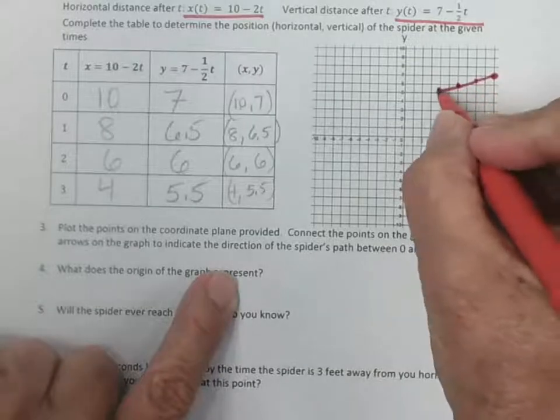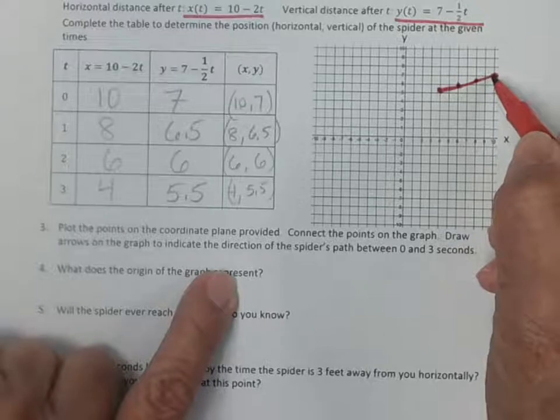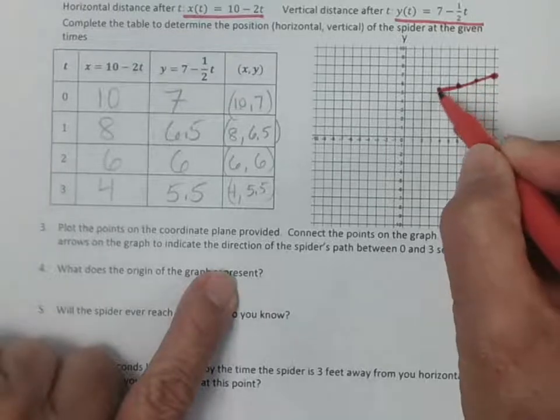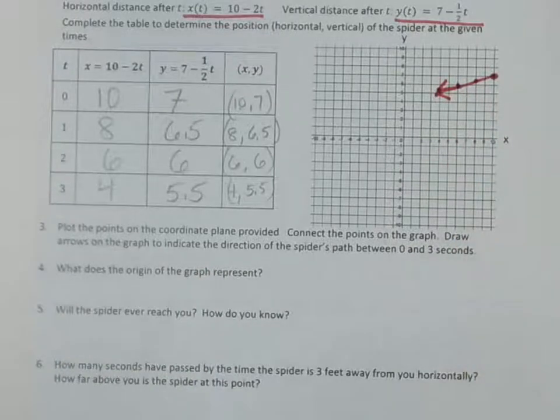Well, there is my little line. And the spider started here at 10, 7. As time progressed, it was moving this direction. So I'm going to put an arrow there. So that is the direction the spider is moving.